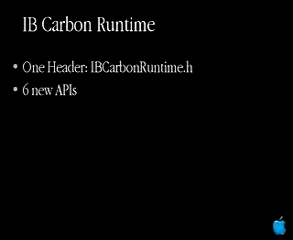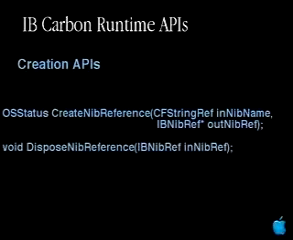So there is one header for the IB Carbon runtime and 6 APIs. What we decided right now is the API is very, very simple, and it's really the bare minimum. I'm sure you're going to say, oh, I can't do this, I can't do that. We don't want to put too much API now and have to support it later and say, oh, gee, we shouldn't have done that. So this is really the minimum API to be able to start using IB. We will be adding new APIs as we need. So let me go through those 6 APIs.